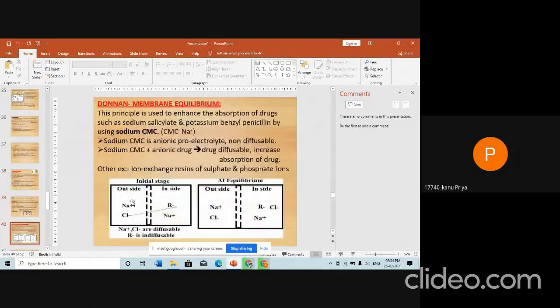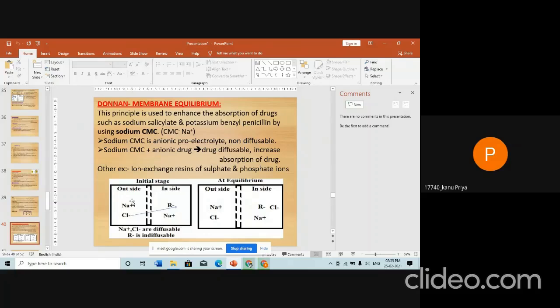Donnan membrane equilibrium: this principle is used to enhance the absorption of drugs such as sodium salicylate and potassium benzyl penicillin by using sodium CMC, in which the sodium CMC is an ionic pro-electrolyte that is non-diffusible. So it does not cross the semi-permeable membrane. And sodium CMC, when combined with an ionic drug, makes it diffusible and increases the concentration.